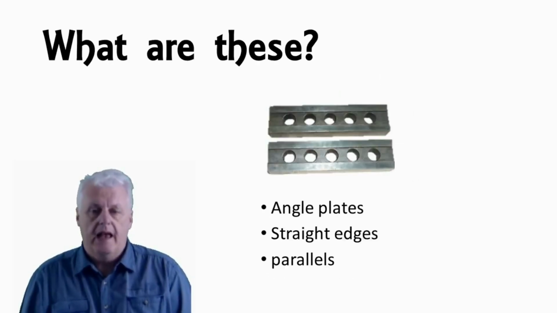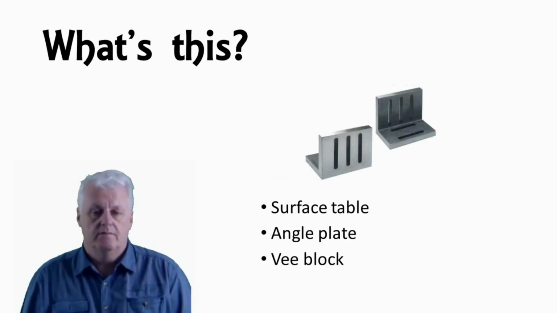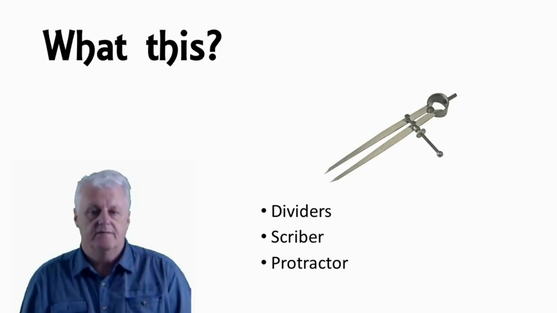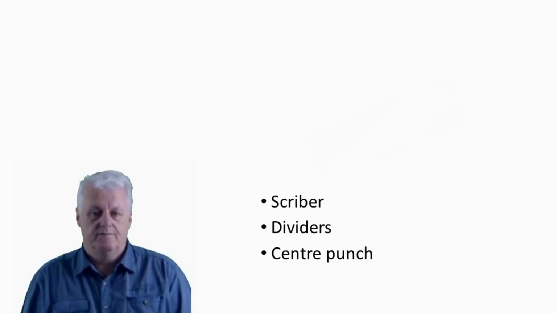What are these? Angle plates, straight edges, parallels. These are parallels. What's this? Surface table, angle plate, V-block. The answer is angle plate. What's this? Dividers, scriber, protractor. The answer is dividers. This tool is scriber, dividers, centre punch. The answer is centre punch.